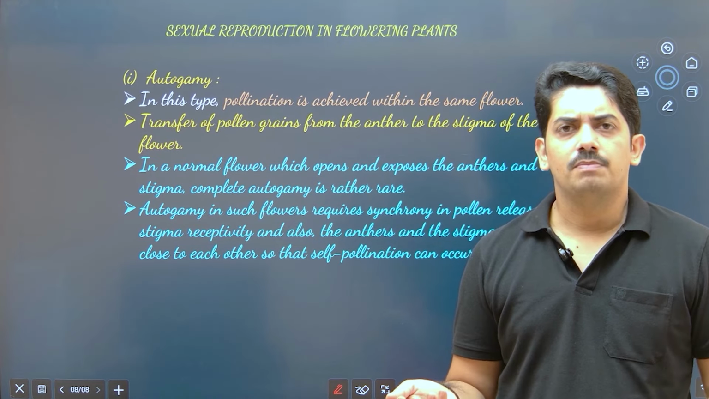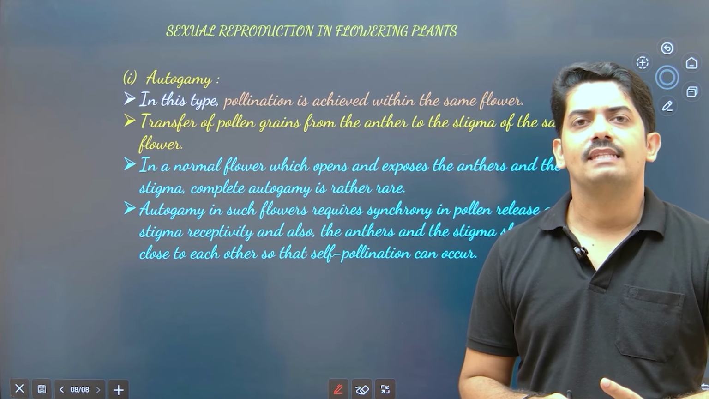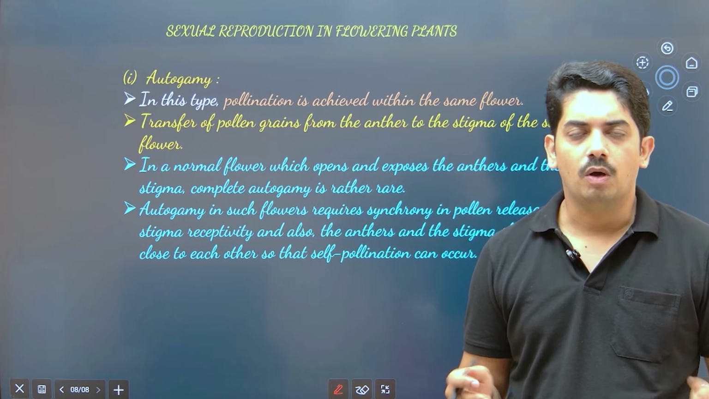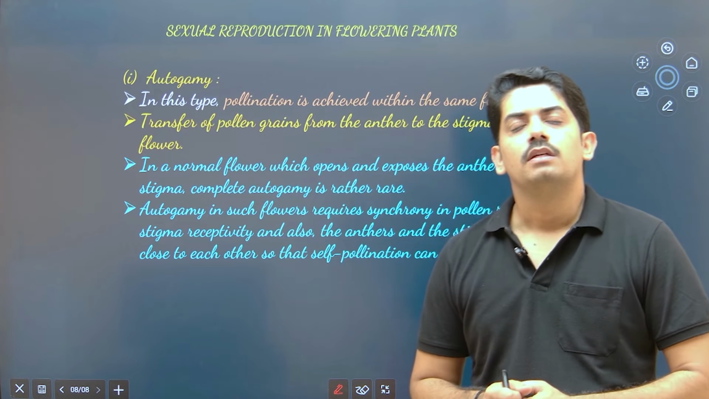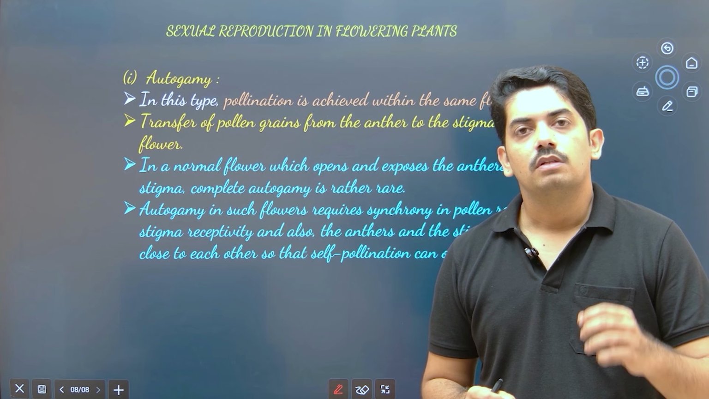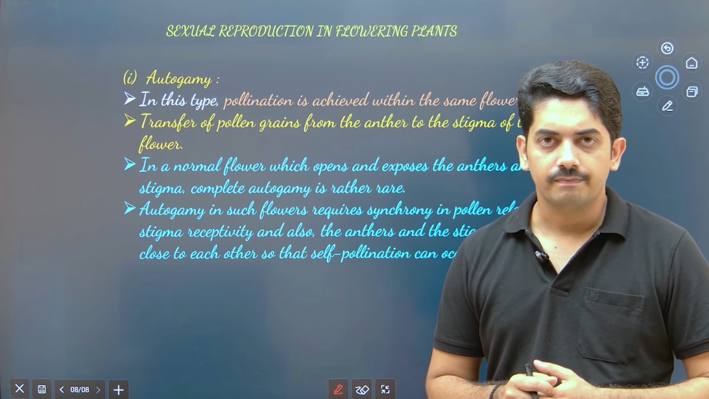Very commonly we observe this. If the flower is bisexual, then we can say autogamy is very common. But there is a special type here. In autogamy, we observe chasmogamous flowers and cleistogamous flowers.